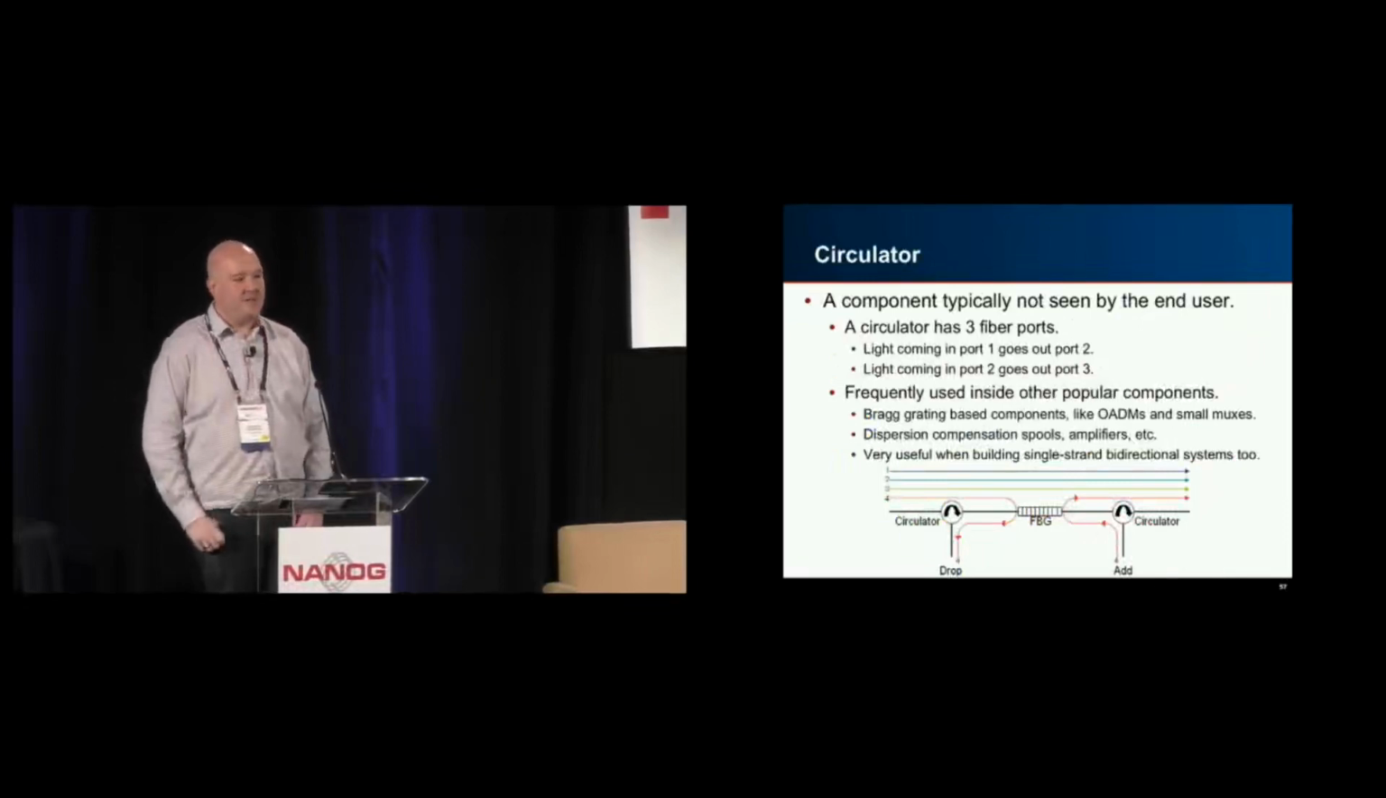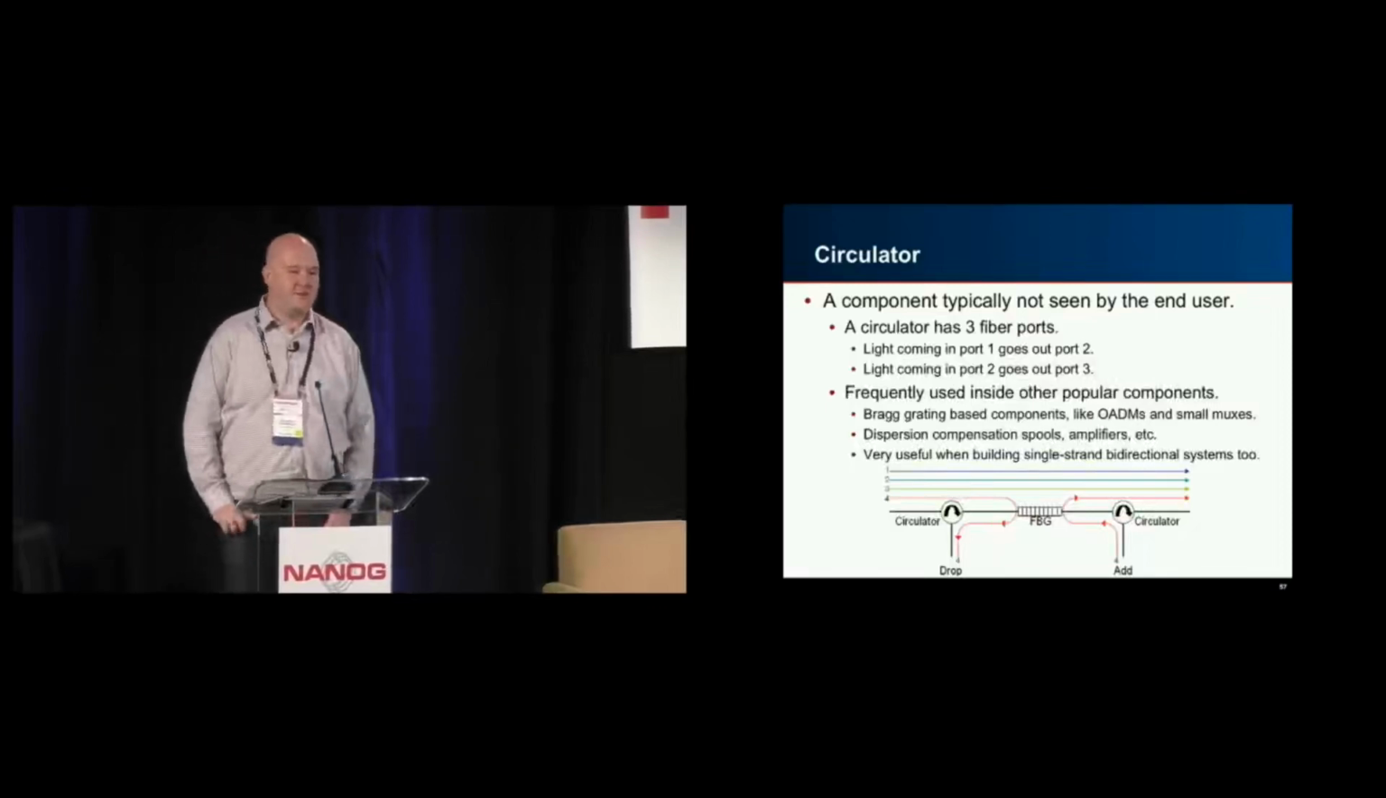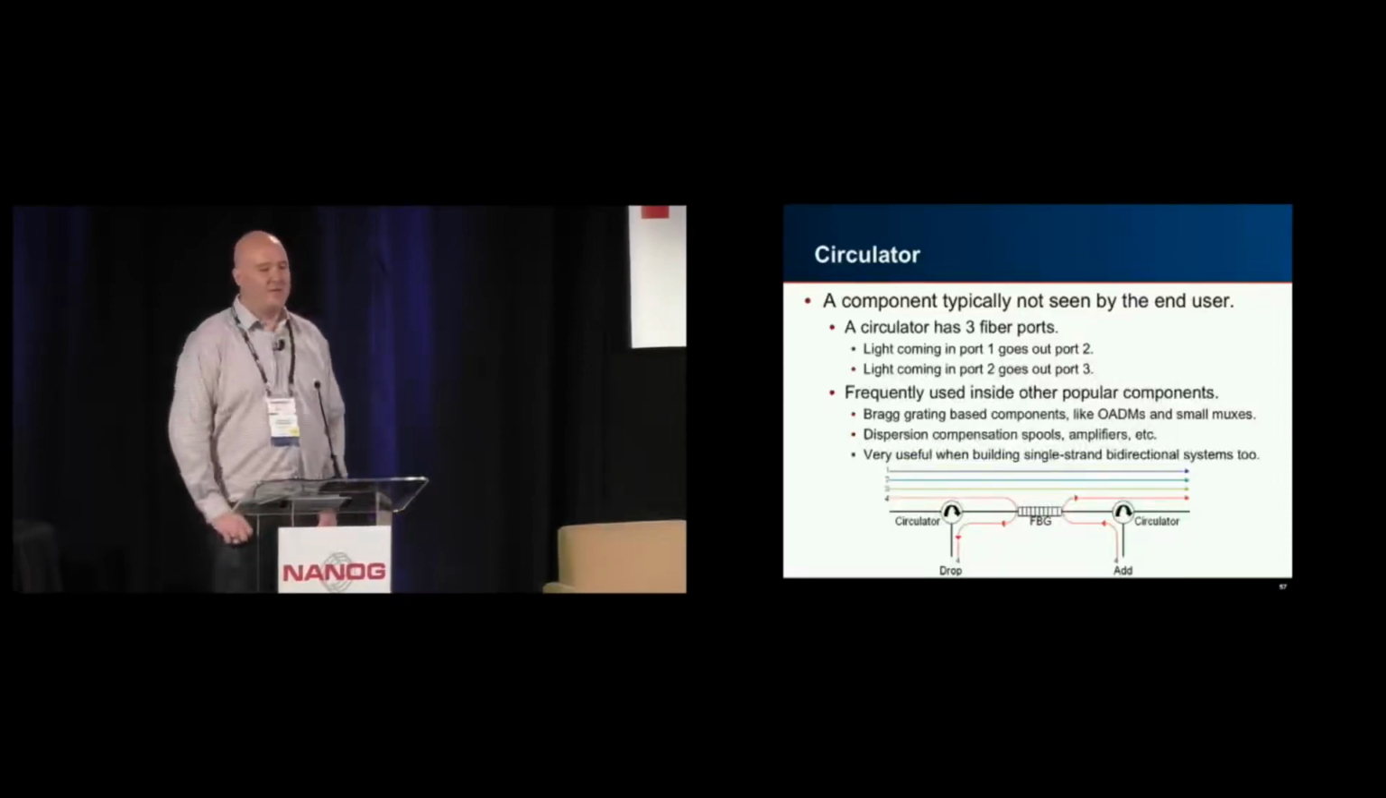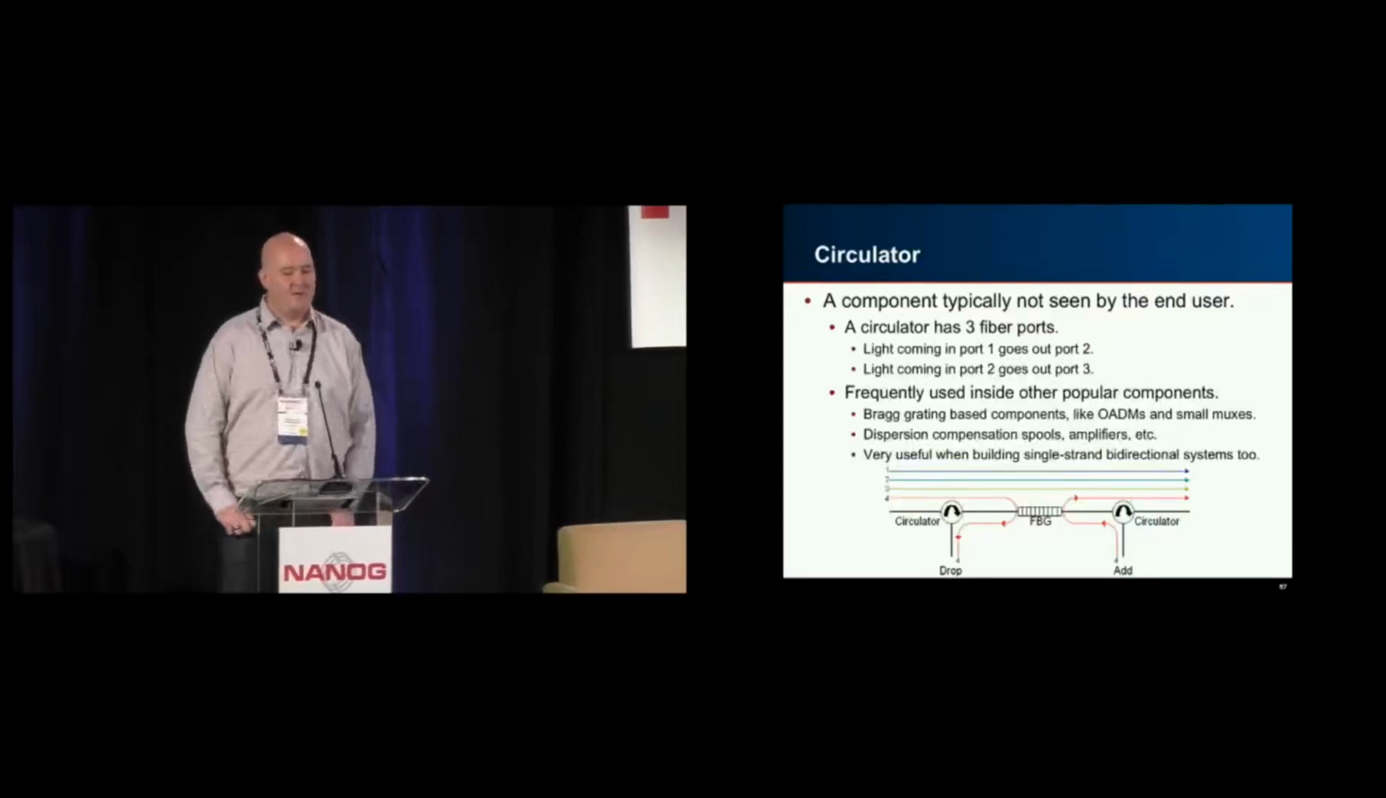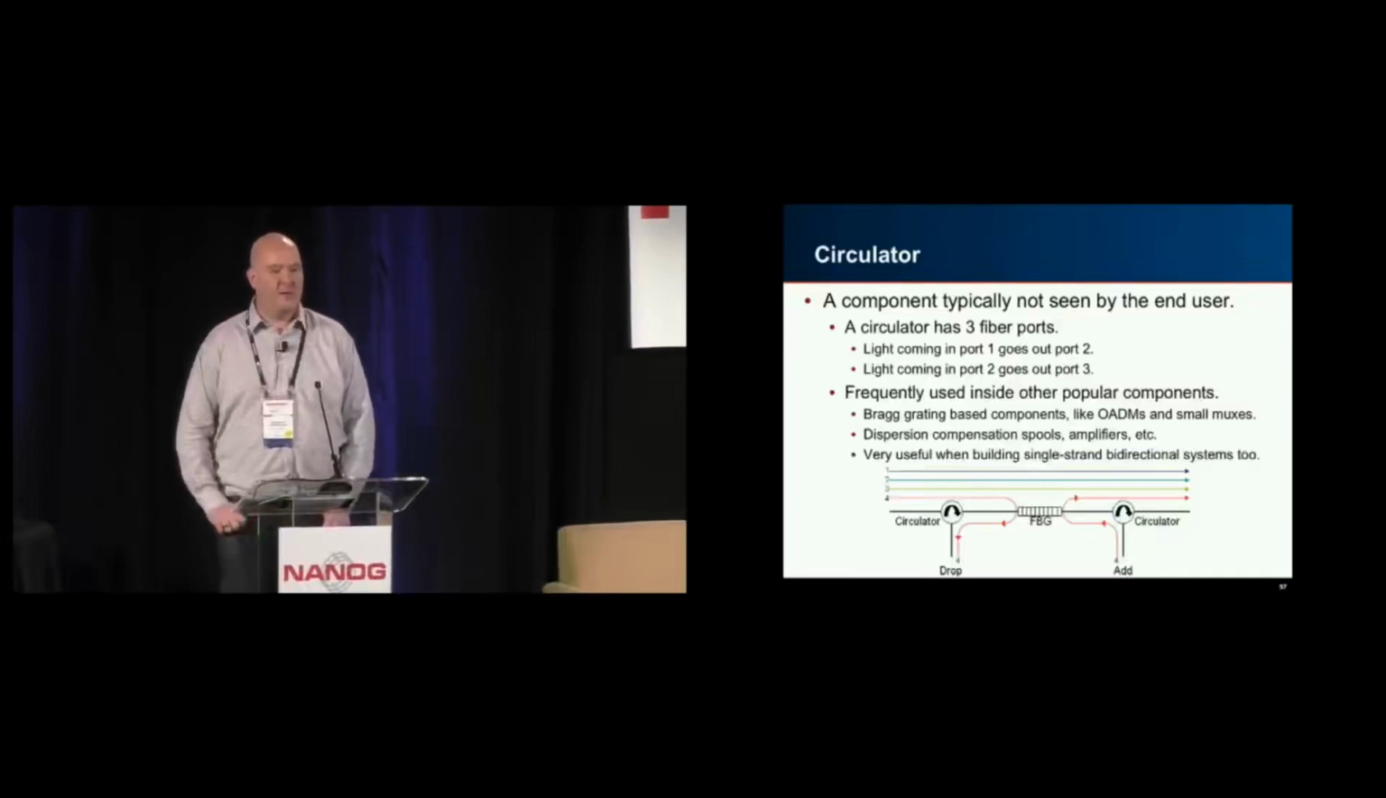There's a component out there called a circulator that's typically not seen by the end user, but you use it quite a bit in manufacturing these components. So the way a circulator works is it has 3 ports. So when light comes in port 1, it goes out port 2, and when light comes in port 2, it goes out port 3.